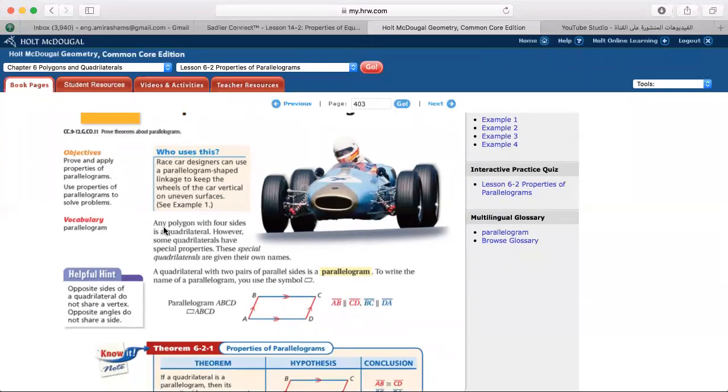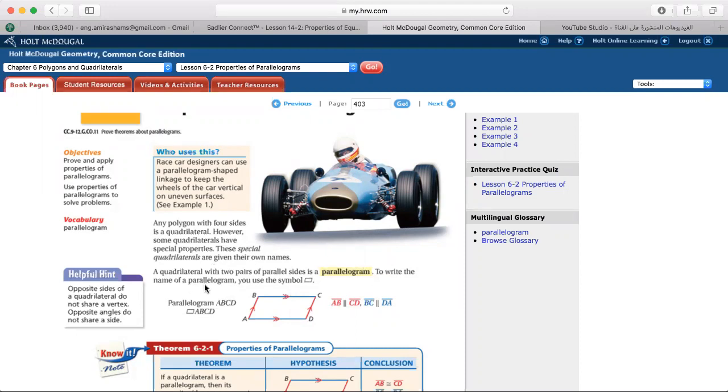The first, we're going to start here, and any polygon with 4 sides is a quadrilateral. However, some quadrilaterals have special properties. These special quadrilaterals are given their own names. A quadrilateral with 2 pairs of parallel sides is a parallelogram. Pairs of parallel sides: 1 pair means 2, so 2 pairs means 2 and 2. So the parallelogram has 2 pairs of parallel sides. Every 2 opposite sides are parallel.